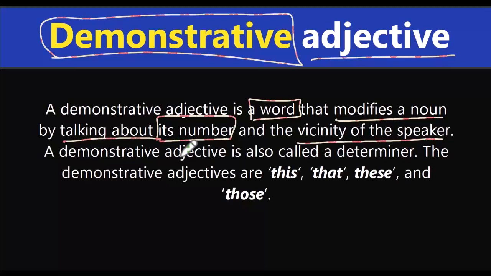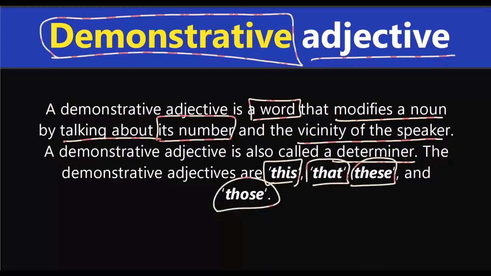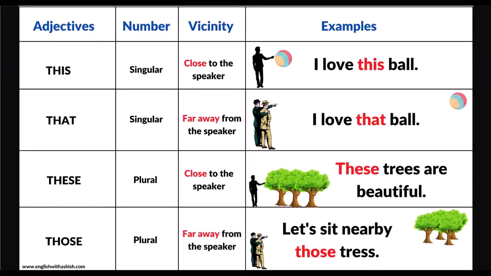All right. A demonstrative adjective is also called a determiner, right? There are different types of determiners. Demonstrative adjectives are one of the types of determiners. You can watch the lesson on determiner or check out the post on determiners that is available on the website www.englishwithashish.com. All right. Now, there are four demonstrative adjectives in English, and these are this, that, these, and those. Now, let's understand all of this with the help of this infographic.